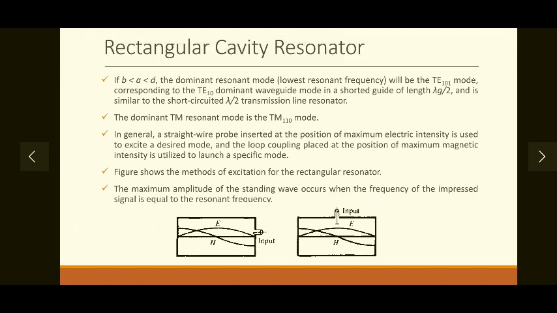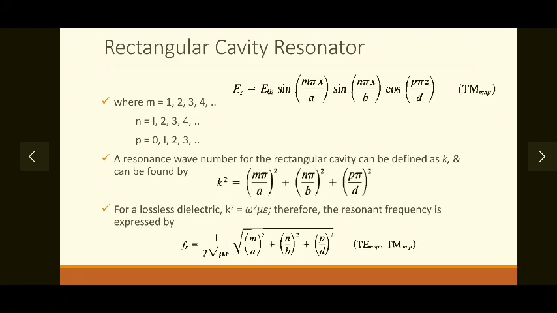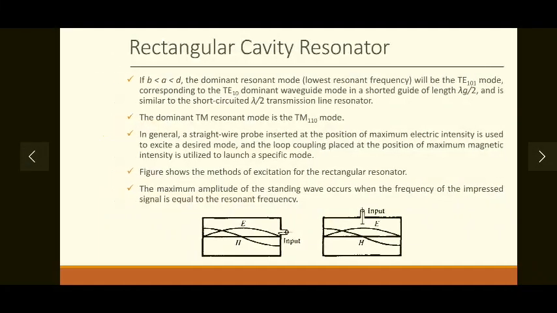Most of the part further in this module is theoretical. You don't have to derive the equations for the cavity resonator, like how a particular equation has come. You don't have to derive that. So this is the rectangular cavity resonator.